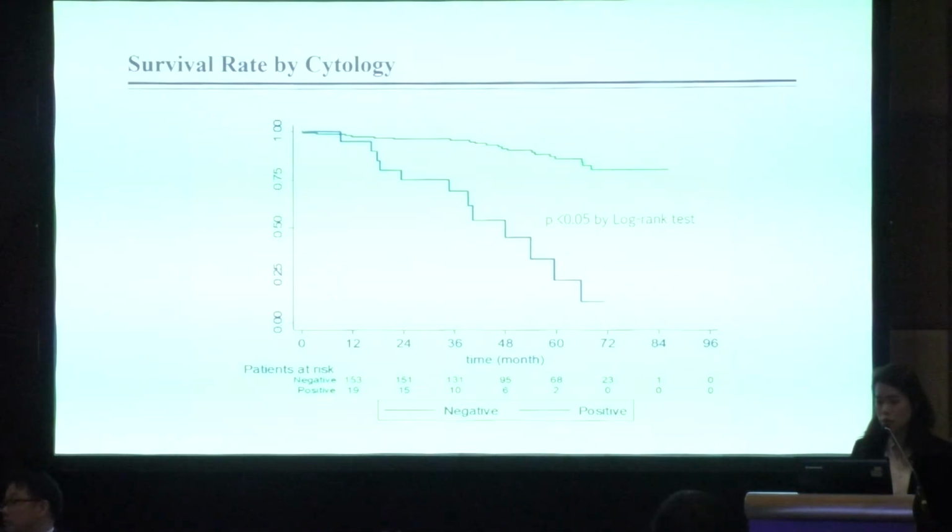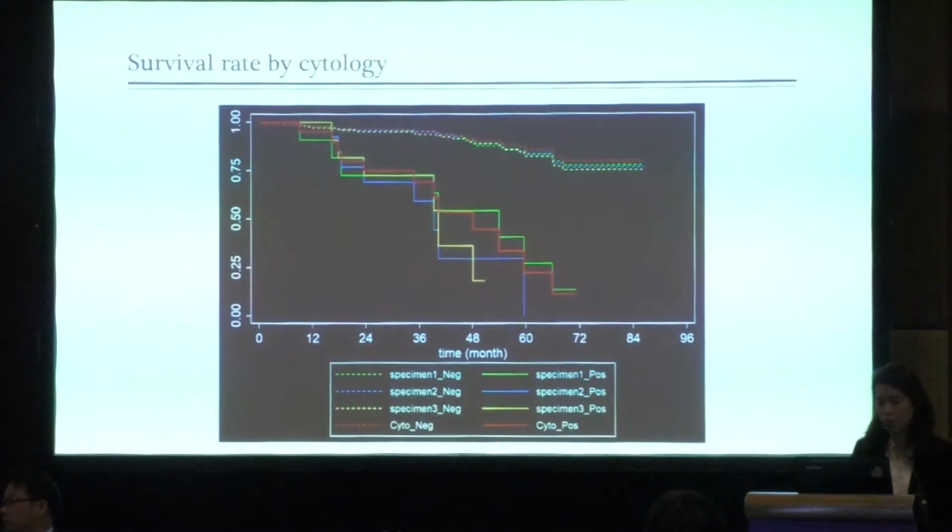This graph shows the survival rate by cytology. The blue line is patients with positive PLC and the green line is patients in the negative PLC group, which have better survival rate. The solid line in this graph represents PLC positive patients.